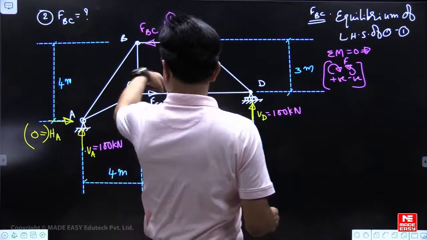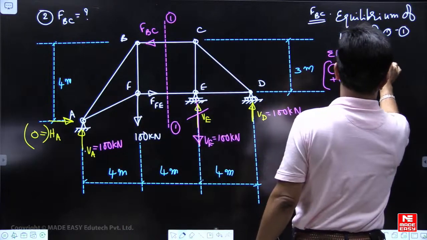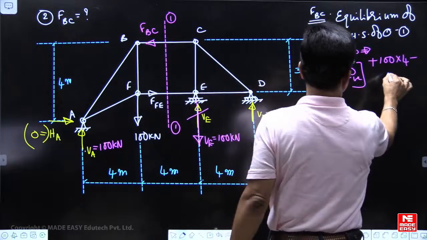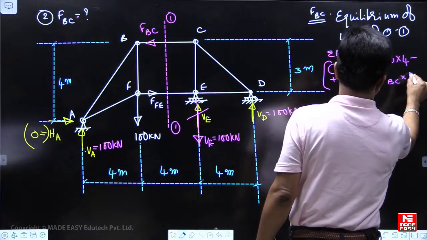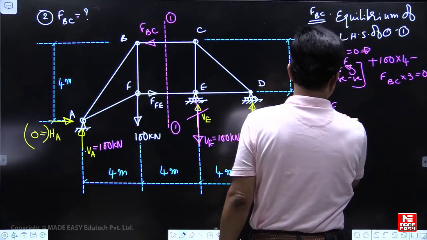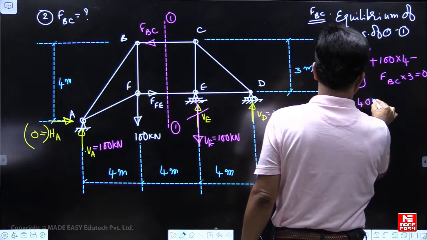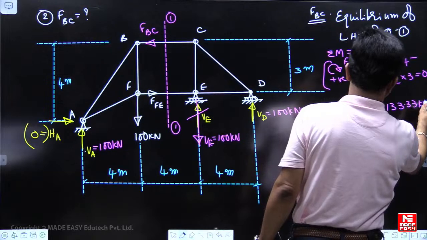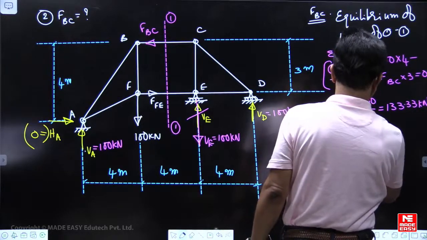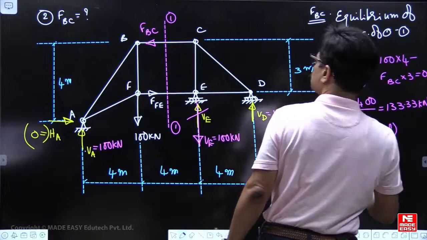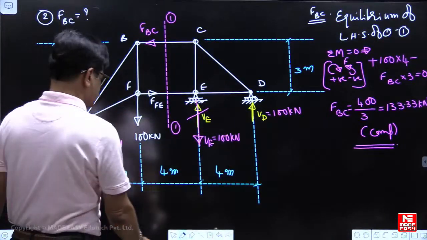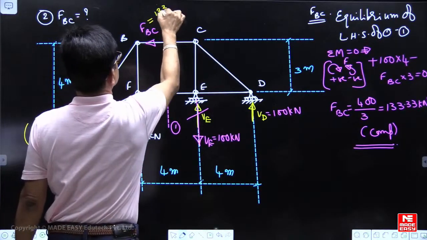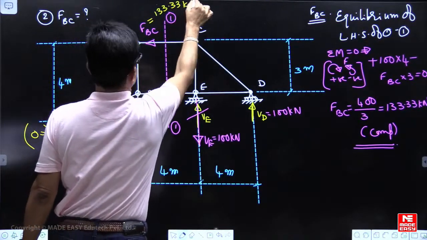Right? So plus 100 into 4 minus FBC into 3. So FBC you will get 400 by 3. So one of the options will be 133.33 kilonewton. Like this.